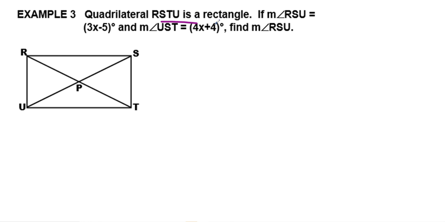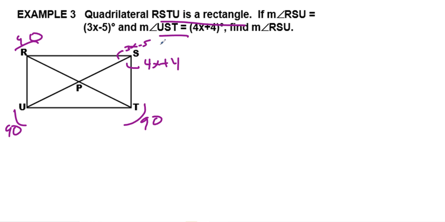So what do we got here? Another rectangle, RSTU. So I'm going to do R, I'm always pairing it, SU. This right here is 3x minus 5. UST. UST is 4x plus 4. Okay. Definition time. Rectangle. All corners are 90 degrees.